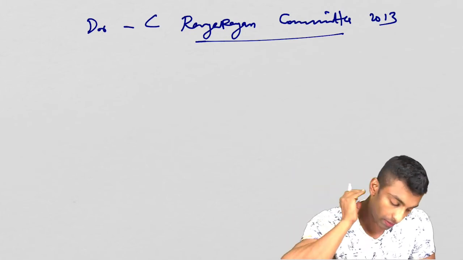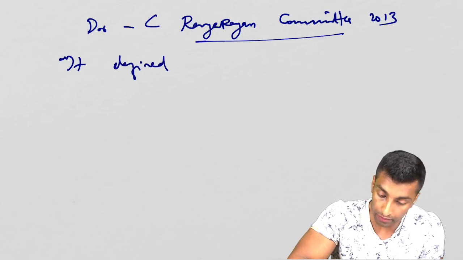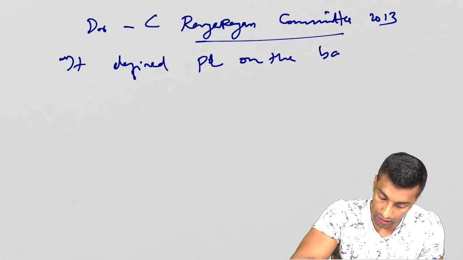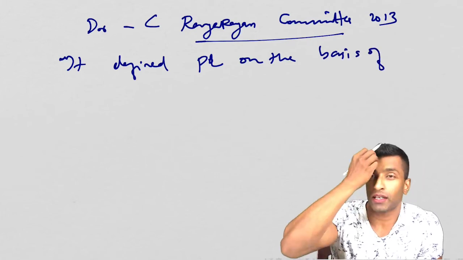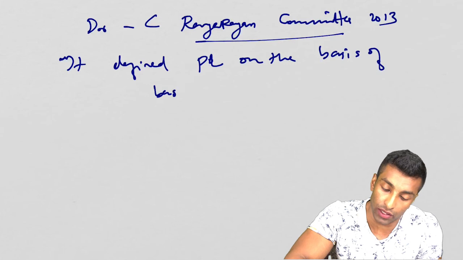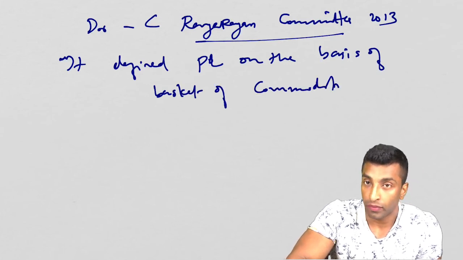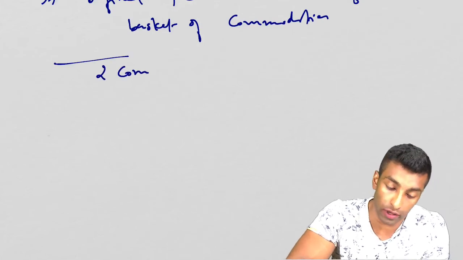Okay, so here he defined the poverty line, PL, on the basis of expenditure on a basket of commodities, same only. So here the poverty line consists of 2 components.